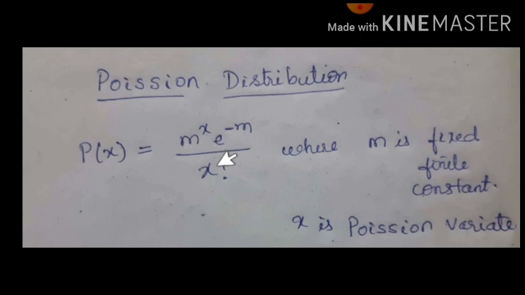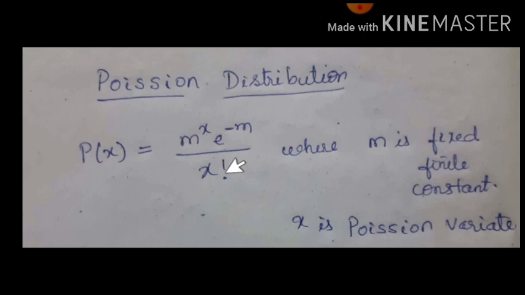X is a Poisson variate, or the random variate. Since we are applying it for the Poisson distribution, it is called a Poisson variate. Now, next we will discuss whether this function satisfies the probability function definition or not.